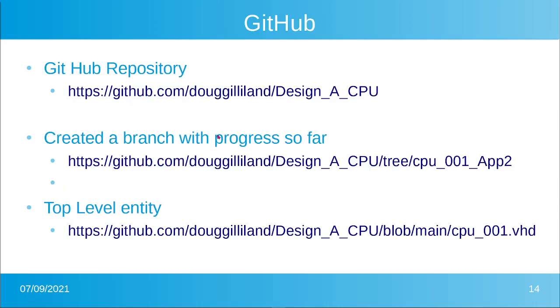So I created a branch and checked it in, and it's the CPU appendix 2, CPU 001 APB2. As usual, the design of the CPU entity is up on GitHub if you want to check out the tip, the current version, and the top level entity stays the same.